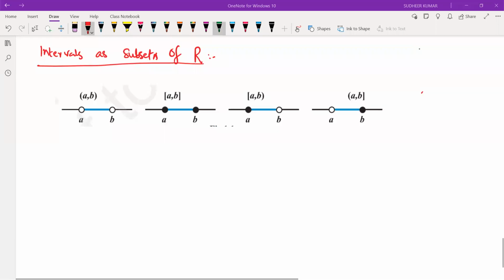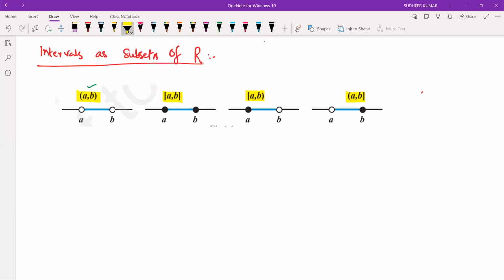Let us see about these four intervals. The first one is here, open interval. If we use the small bracket, this is read as open interval AB. If we use the square brackets, this is read as closed interval AB. This is left open, right closed interval A to B, and this is left open interval A to B, right closed interval B.